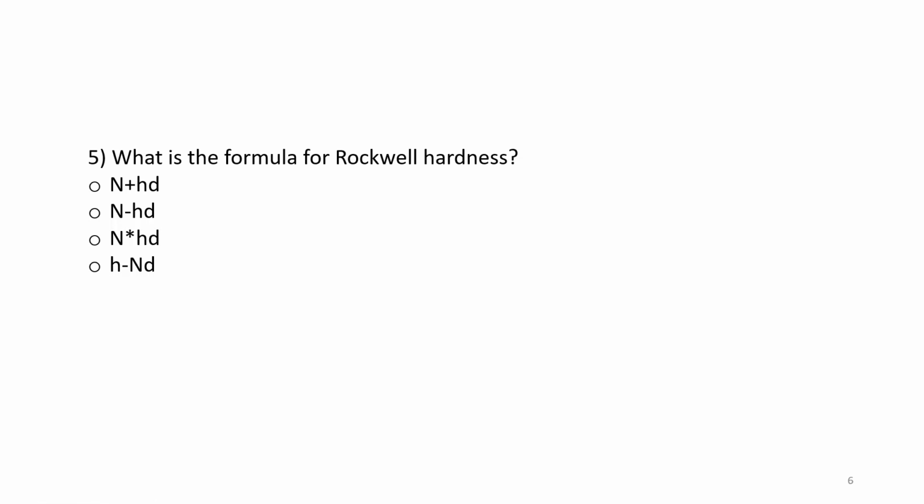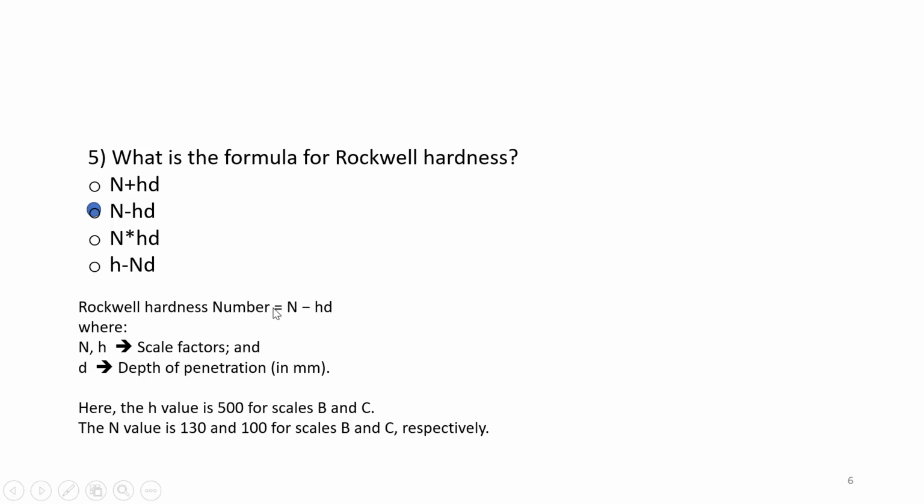Next question is, what is the formula for Rockwell hardness? A lot of questions are asked based on Rockwell hardness as well. The correct formula will be the second one. N and H are the constants for the particular scale that you are using for measuring Rockwell hardness, and d will be the depth to which your indenter is penetrating in the sample. The four options are N plus Hd, N minus Hd, N times Hd, and H minus Nd. So the second one will be correct.